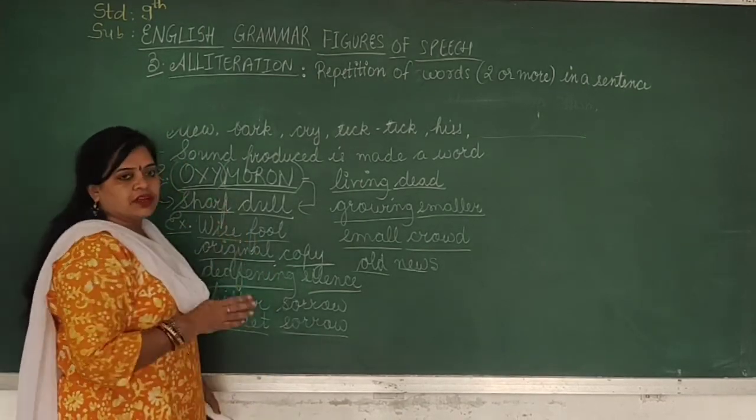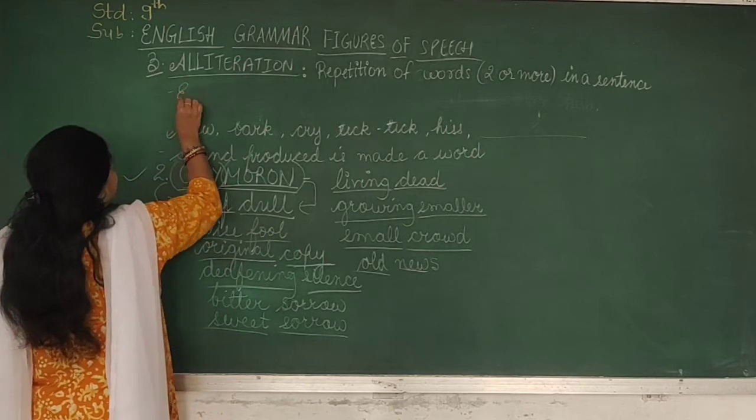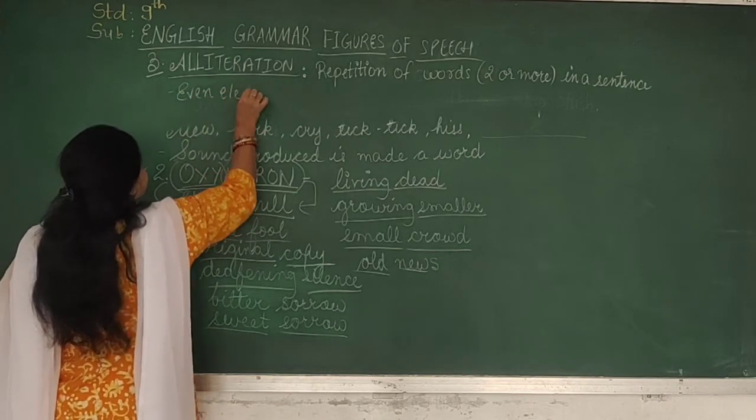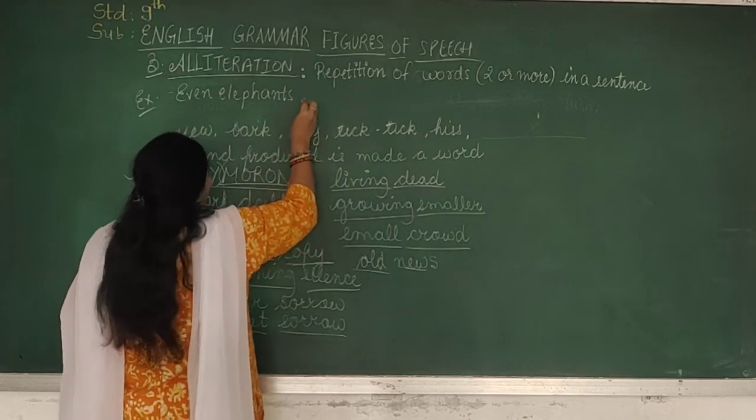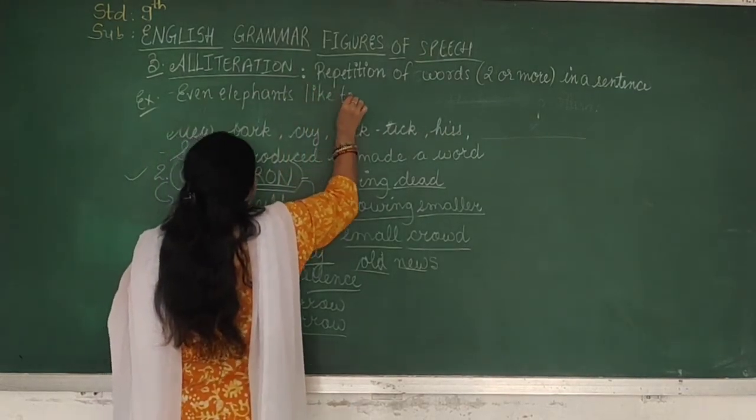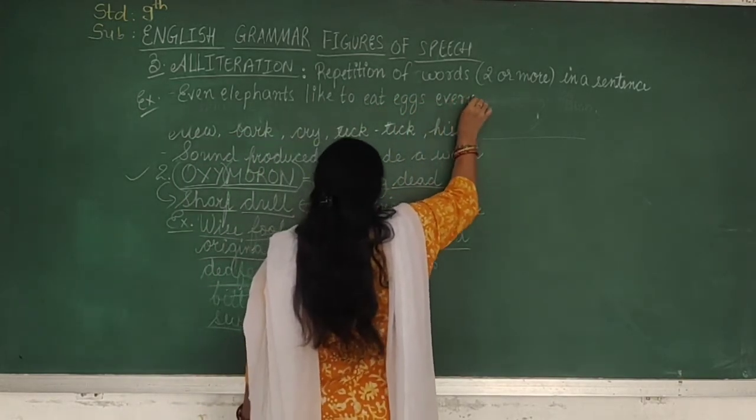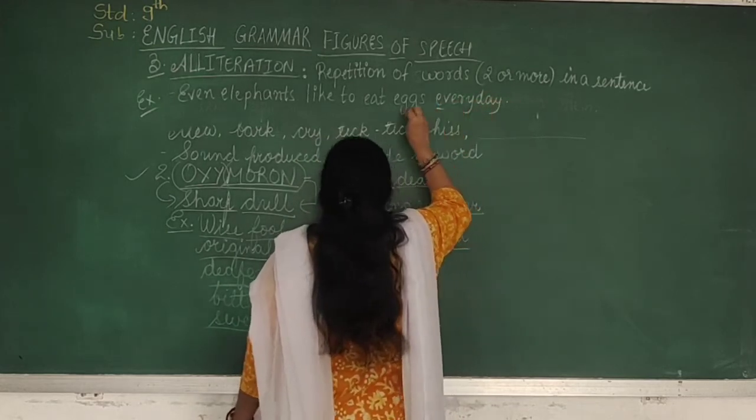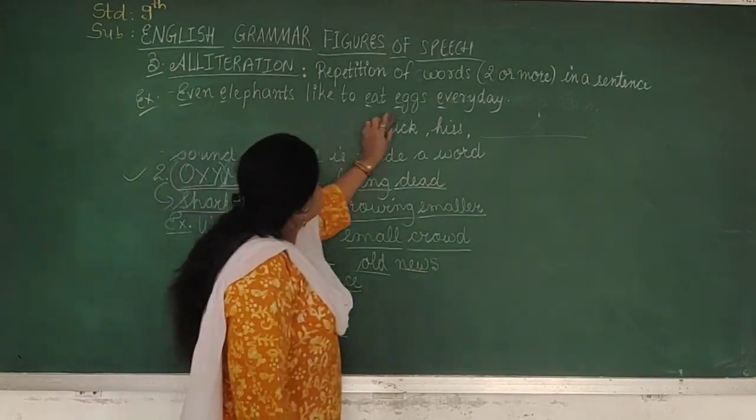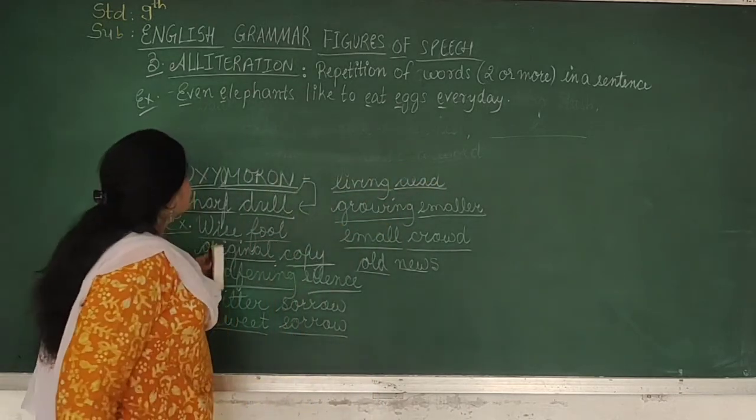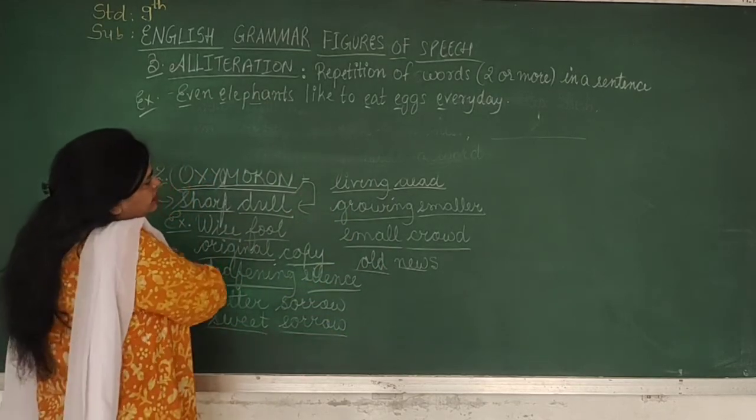In this one we will learn the basic thing and later go into detail. So let me give some examples. Even elephants like to eat eggs every day. E, E, E, E, and E. Got it? It's not necessary that only E should be there. More than two or one words should have the same sounds, sometimes at the middle, or sometimes the sound is the same. You will learn that in detail sometime later on.